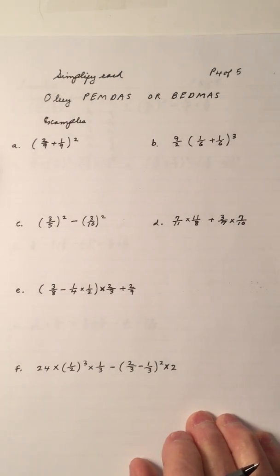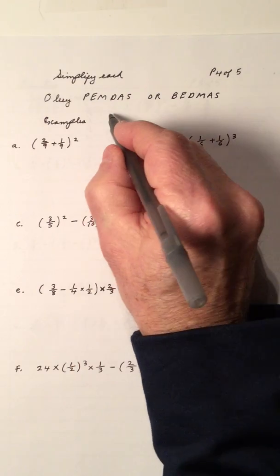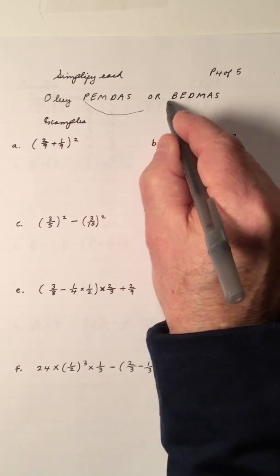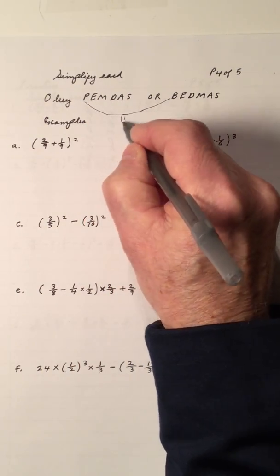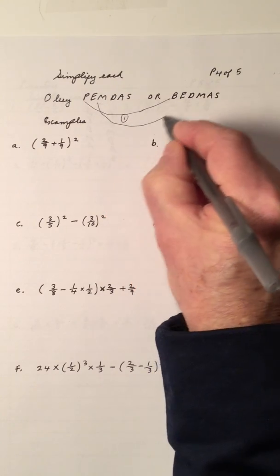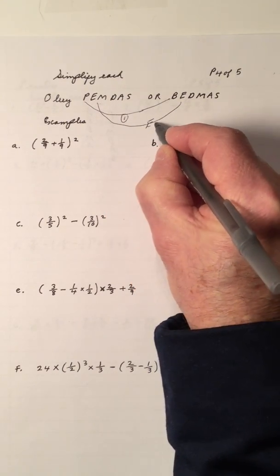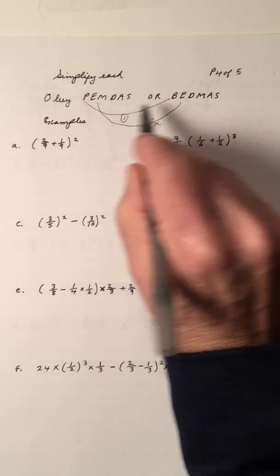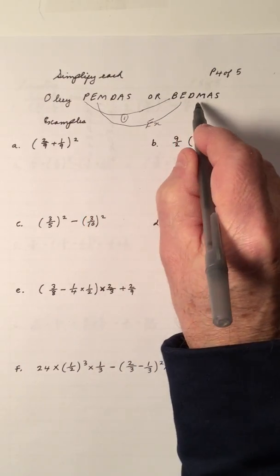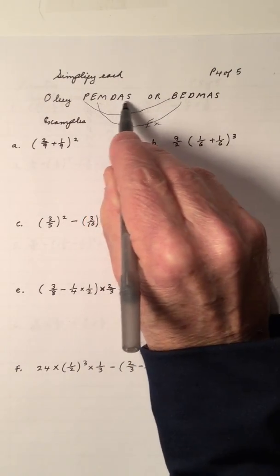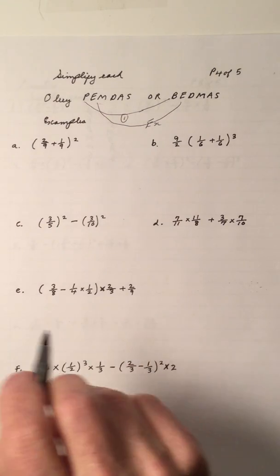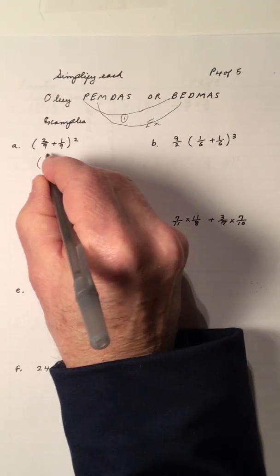Now, how about doing some order of operations, PEMDAS or BEDMAS? Remember, we have brackets we got to do first. Then we got to do exponents. Then we got to do multiplication or division, left to right. And then we have to do addition, subtraction, left to right. So we have to do the inside of the brackets.